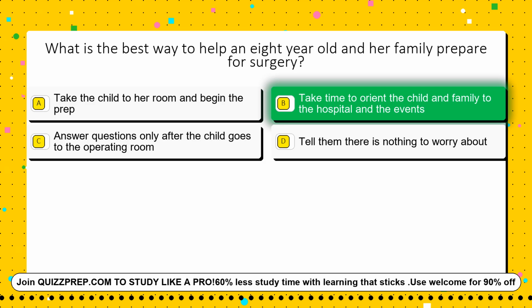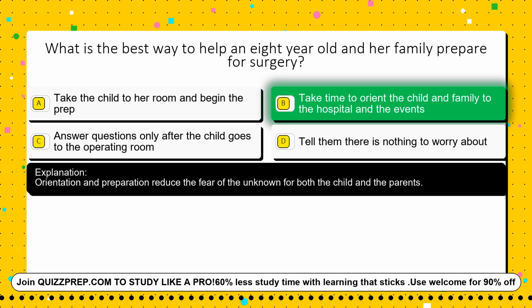The correct answer is option B. Take time to orient the child and family to the hospital and the events. Orientation and preparation reduce the fear of the unknown for both the child and the parents.